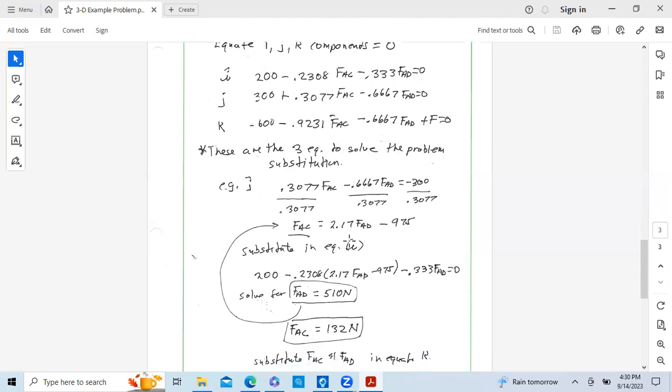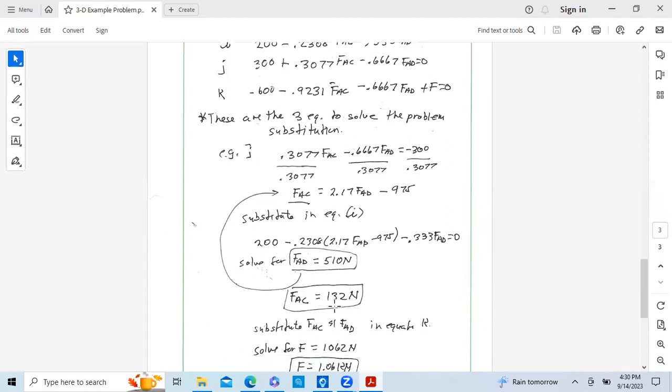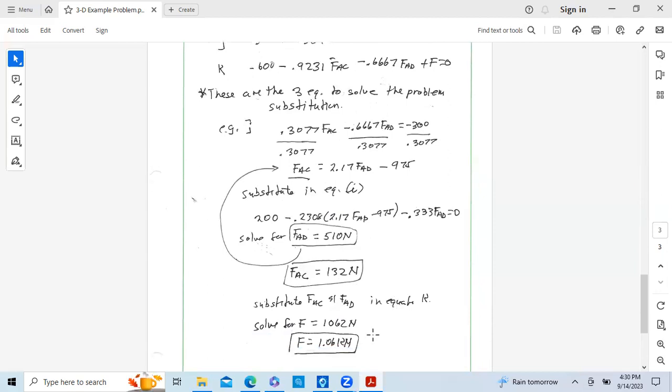And then to get F, it's only in the K equation, and you needed FAC and FAD to do that. Well, I have the 2 values. I plug those values back in here, and I'm able to solve for F. And F is equal to 1,062 newtons. And this is where you need to be a little careful. We're only using 3 significant figures. And so this would be 1.06. And we moved it 3 places, which would be kilo. So it's 1.06 kilonewtons, kN.